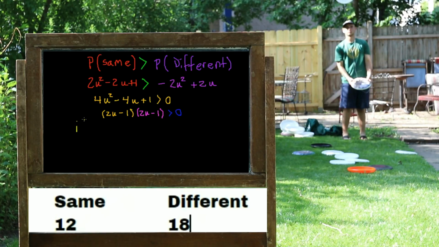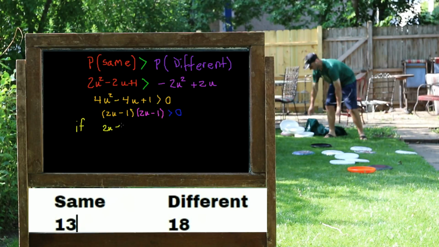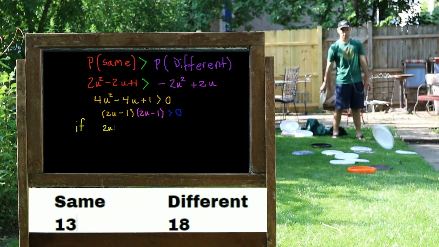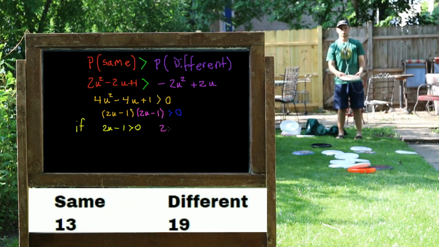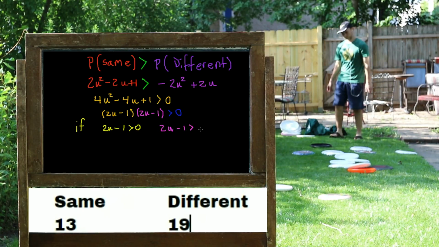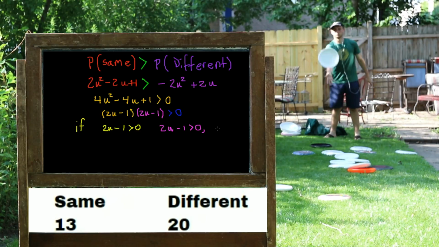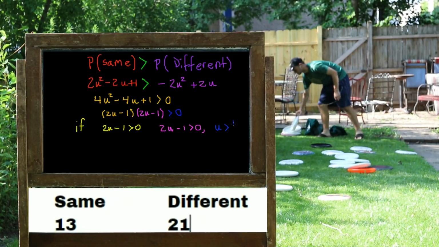So let's say that 2u minus 1 is greater than 0. That's the first case. We can then divide both sides by 2u minus 1. Well, 0 divided by anything is 0. So from this, we're going to get that 2u minus 1 is greater than 0. So u must be greater than 1 half.